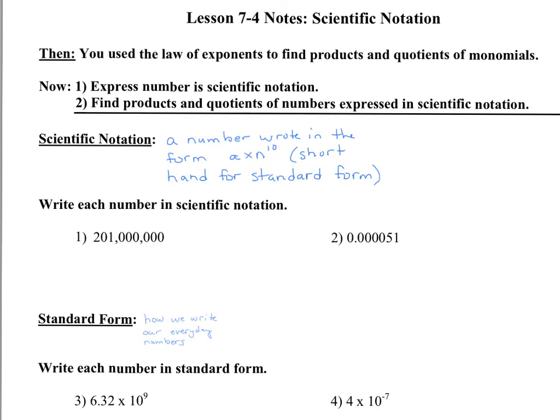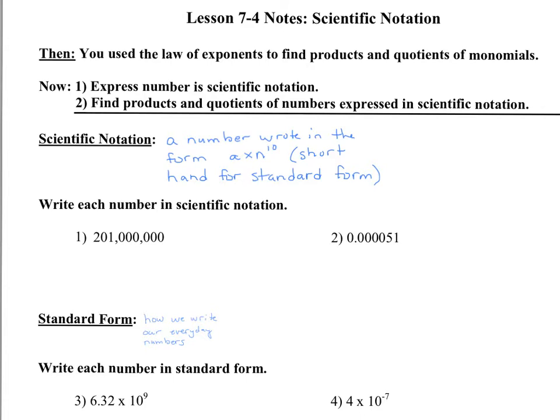Okay, today we're going to be looking at lesson 7.4, which is scientific notation. What we've been doing is figuring out our rules for exponents. That's what we've been learning in lesson 7.1 and 7.2. We were talking about products in 7.1, and then we talked about quotients in 7.2. So today we're going to express numbers in scientific notation, and then we're going to work on finding the products and quotients using those rules that we have already learned.